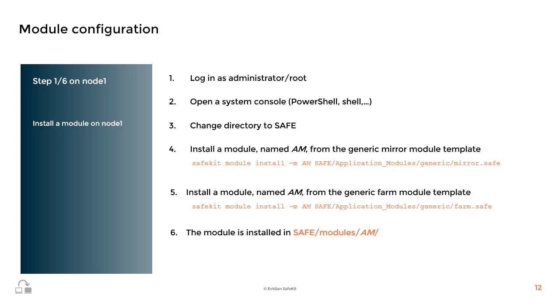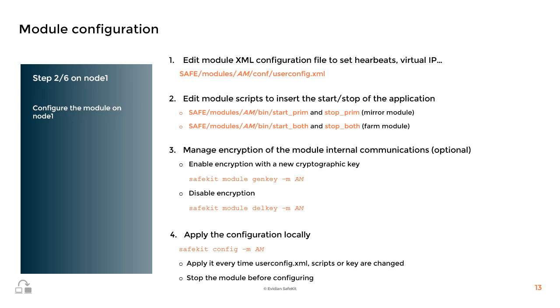Fifthly, alternatively, install a farm module named AM from the generic farm.safe template. Sixthly, the module is installed on node 1 in the modules directory under a subdirectory named AM, the parameter given during the installation command.